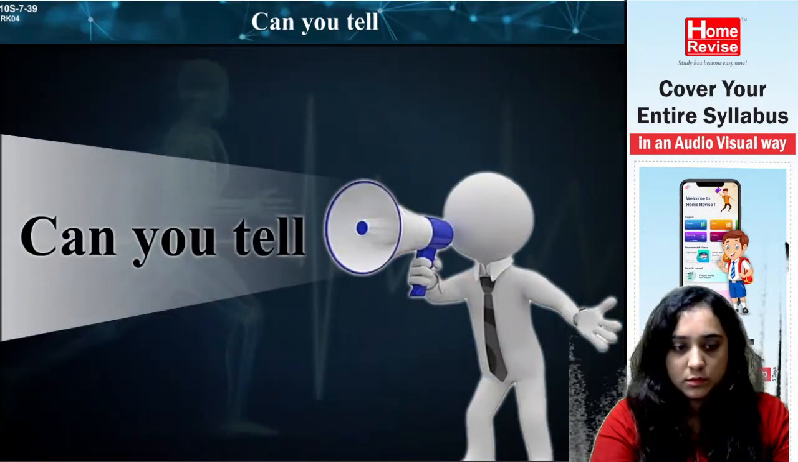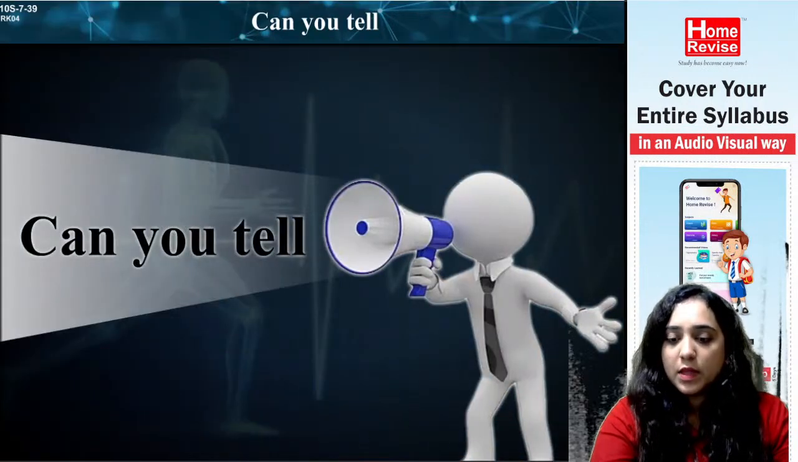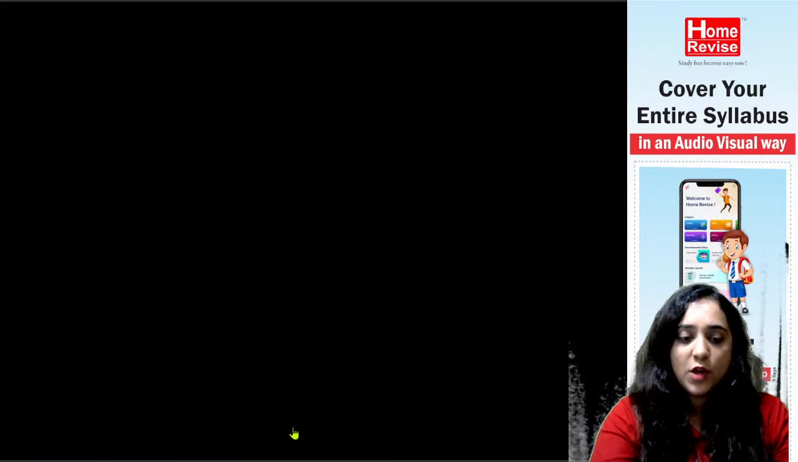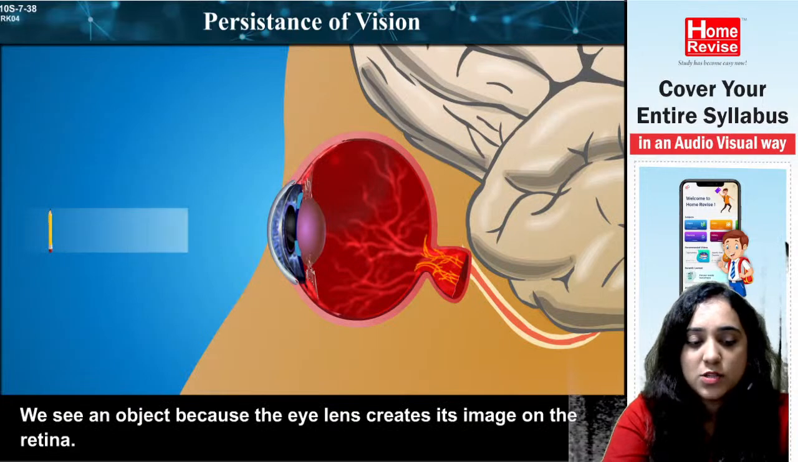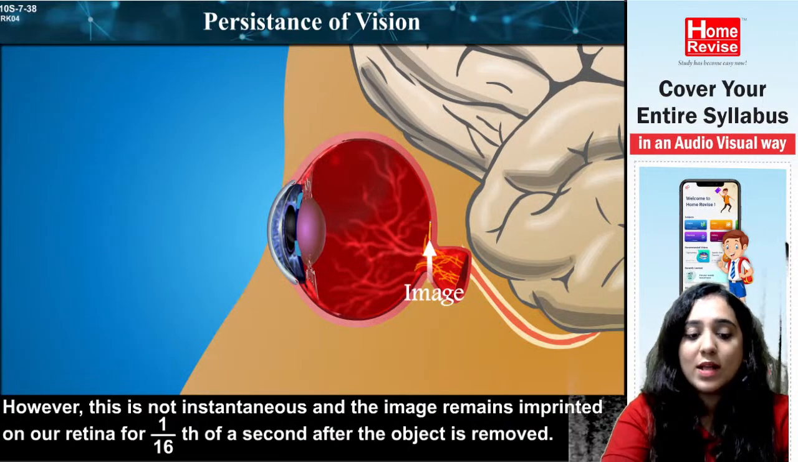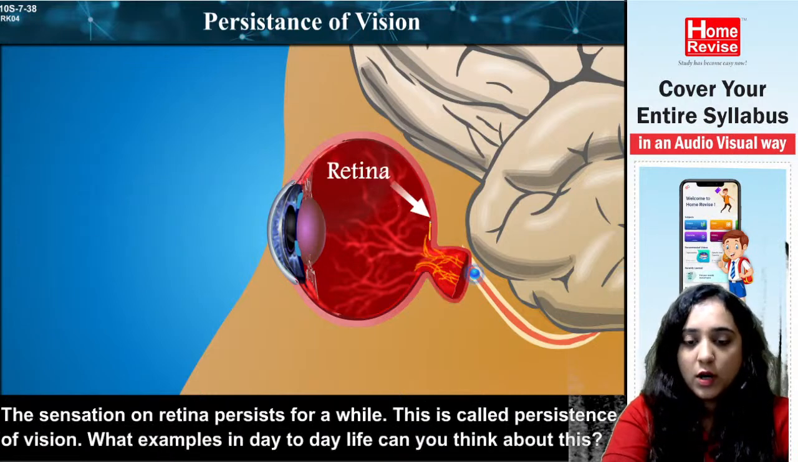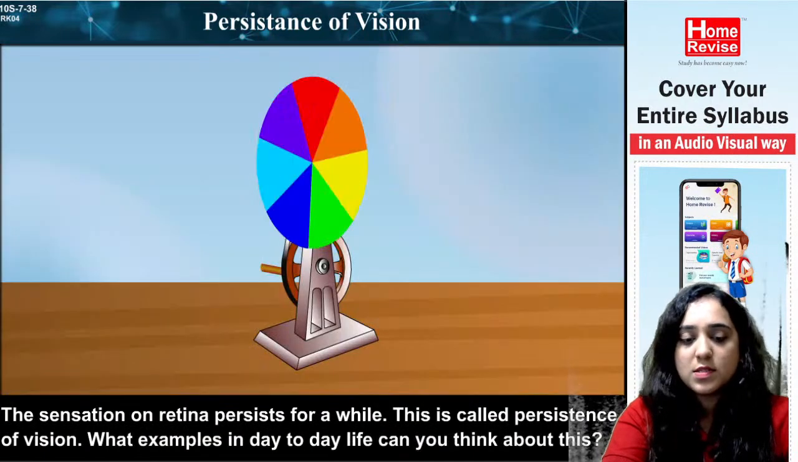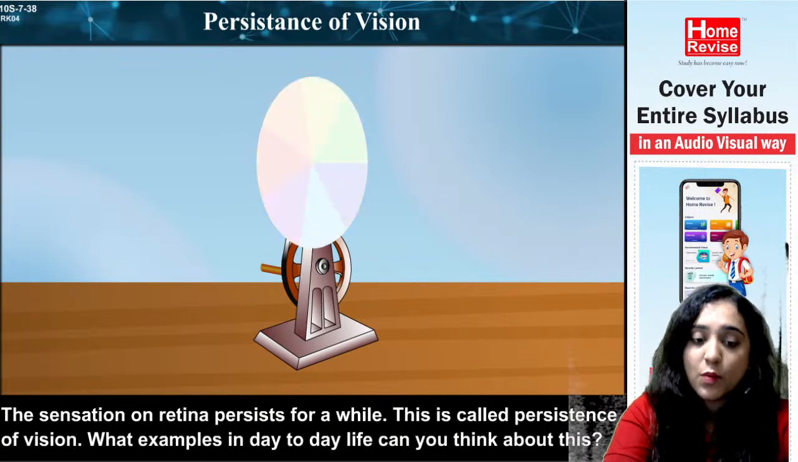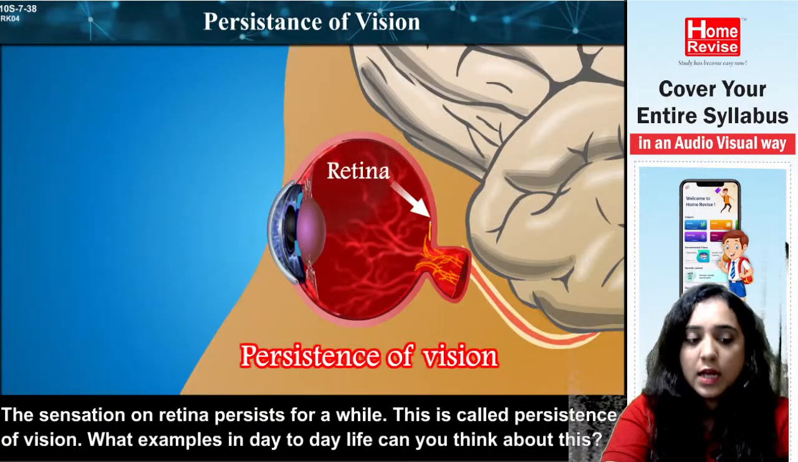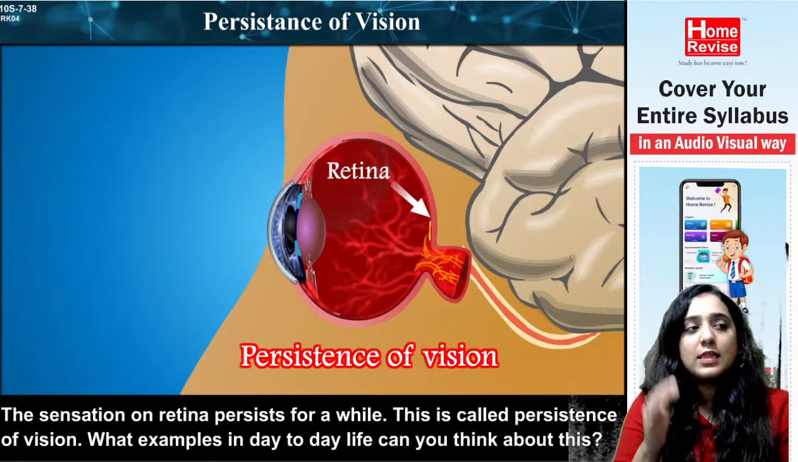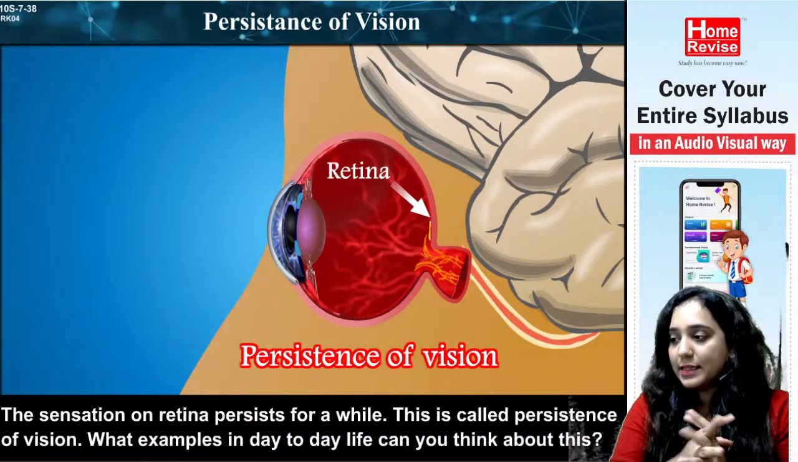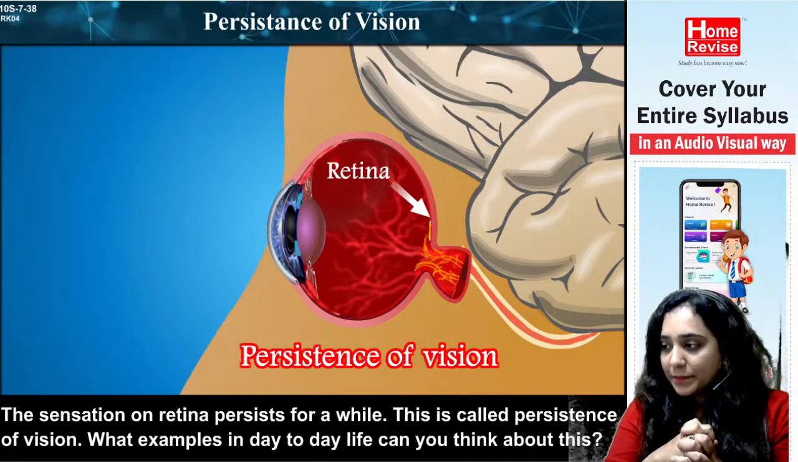Can you tell? Okay, so see, this is how persistence of vision works. I hope everybody understood this, because it persists for 1/16th of a second after the object has been removed. Due to this persistence, that is the reason why in day-to-day life, even though something is removed in front of your eye, the thing is kept in your mind as it is. Okay, fine.